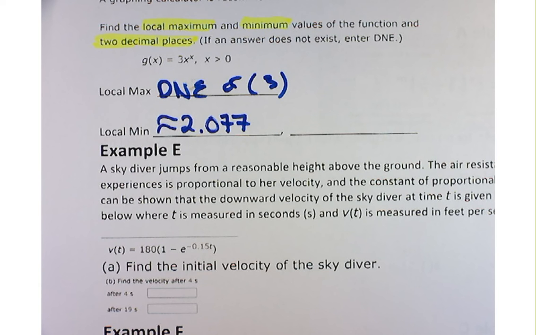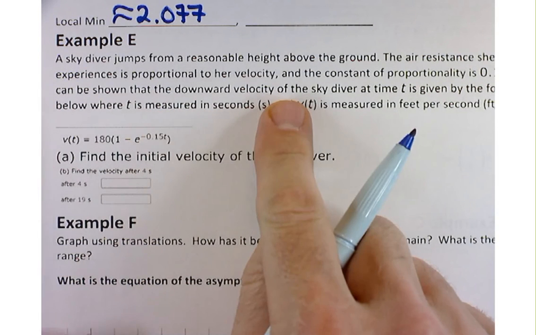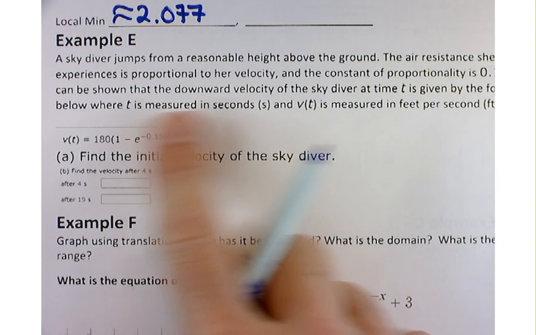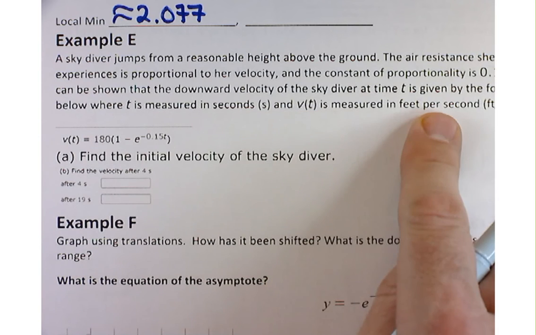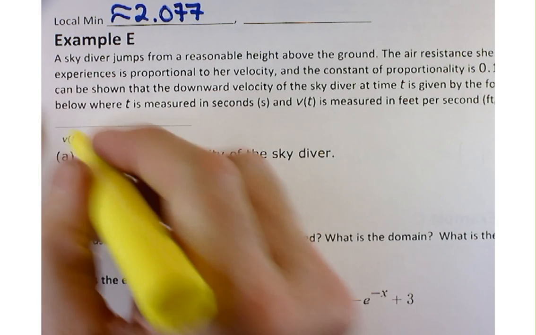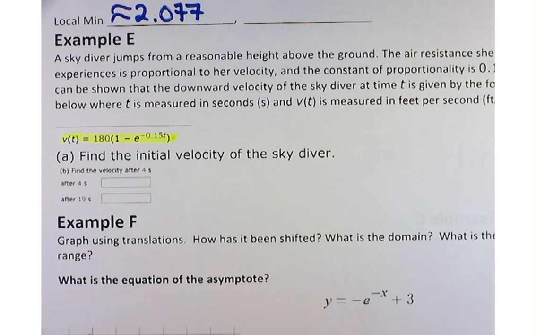Let's move on down to example E. A skydiver jumps from a reasonable height above the ground, the air resistance she experiences is proportional to her velocity, and so on. It can be shown that the downward velocity of the skydiver is given by this formula, where t is measured in seconds and v of t is measured in feet per second. So the formula that we get here is v of t equals 180 times 1 minus e to the negative 0.15 times t.